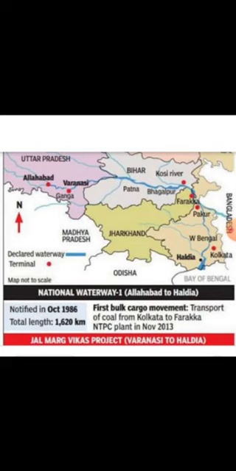Okay. Then the second one is National Waterway 2. You see the map now. This National Waterway 2 extends between Dhubri and Sadia.